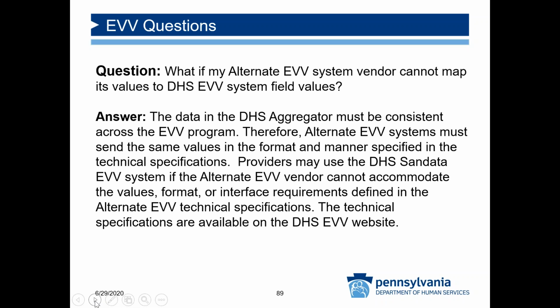What if my alternate EVV system vendor cannot map its values to the DHS EVV system field values? The data in the DHS aggregator must be consistent across the EVV program. Therefore, alternate EVV systems must send the same values in the format and manner specified in the technical specifications. Providers may use the DHS SAN data EVV system if the alternate EVV vendor cannot accommodate the values, format, or interface requirements defined in the alternate EVV technical specifications. As mentioned before, these specifications are available on the DHS EVV website.